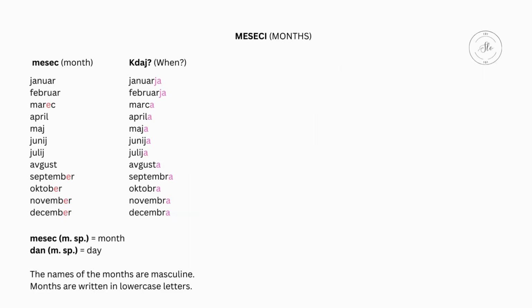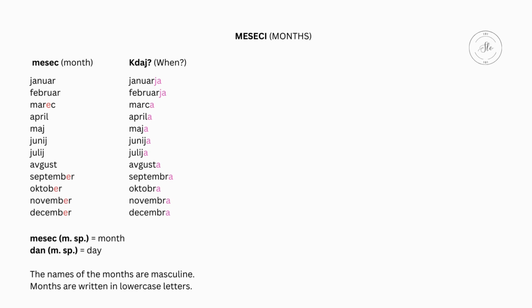Meseci. On the left hand side we have the names of the months, and on the right hand side we have the declined names of the months, which we use as an answer to the question when. Januar, januarja. Februar, februarja. Marec, marca. April, aprila. Maj, maja.